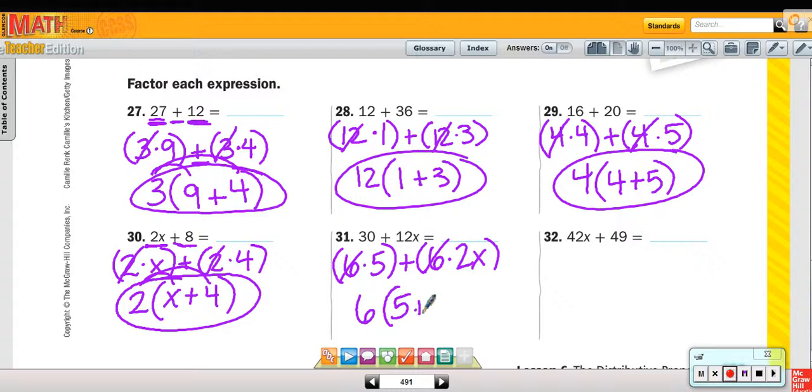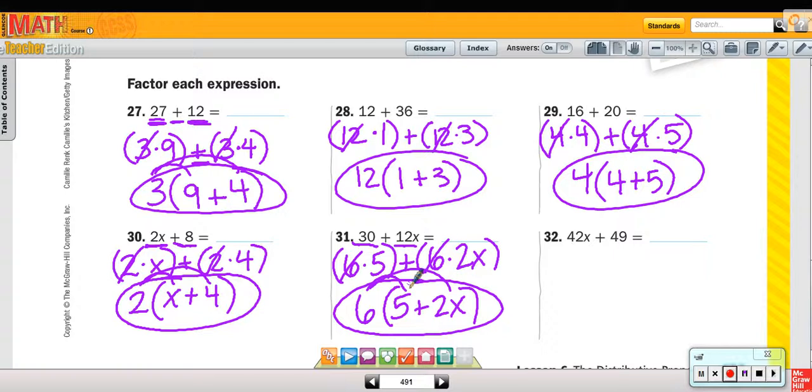5 plus 2x. If I check it, what's 6 times 5? 30. That's what we started with. What's 6 times 2x? 12x. So that's what we started with. Means we're correct. We're factoring.